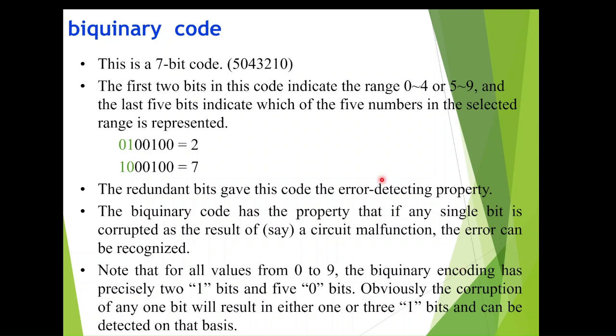Then another weighted code is biquinary code. That is a 7-bit code, with weights 5043210. So as you see here, each digit has two 1s and five 0s. If I want to represent, for example, 7, then 5 plus 2 is 7, so I will be putting it like this. For 0, there are two zeros there, so we can put 1 there. So all numbers will be having two 1s and five 0s.